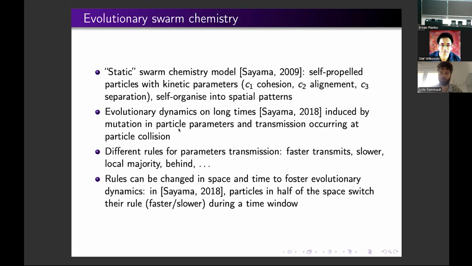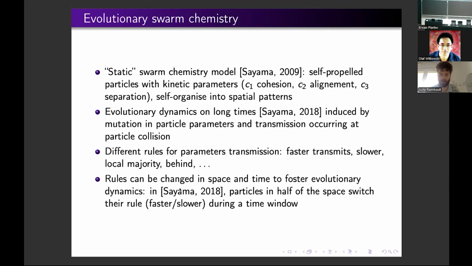This transmission is similar to some selection of particles. And since you don't have any fitness function in this context, you can put different rules to transmit parameter values. For example, the faster particle will transmit to the slower one, a local majority, the particle behind the other one, and so on. And it's quite flexible. You can change the rule in space and in time to foster the evolutionary dynamics.